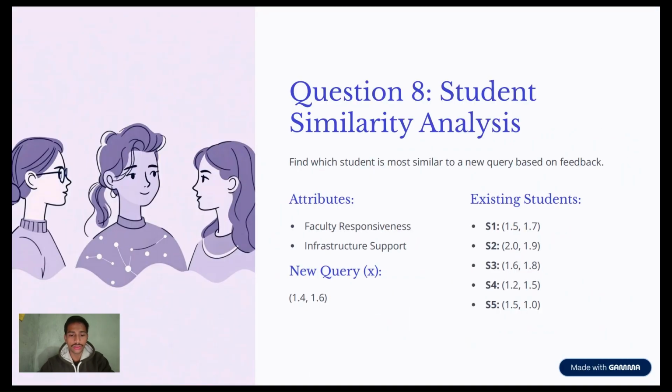Moving on to the next question, we face a common data science task, similarity search. We have a new student query with specific feedback scores: 1.1 for faculty responsiveness and 1.6 for infrastructure support. We need to compare this query against 5 existing students, S1 through S5, to find who is most similar to this new profile.